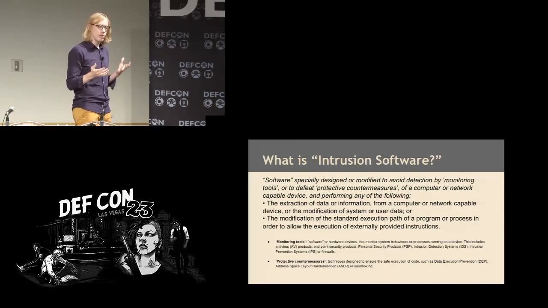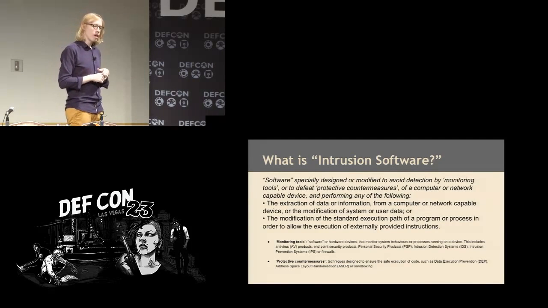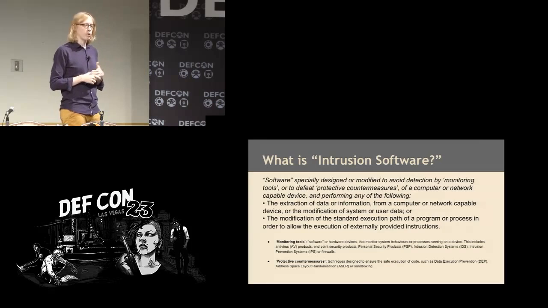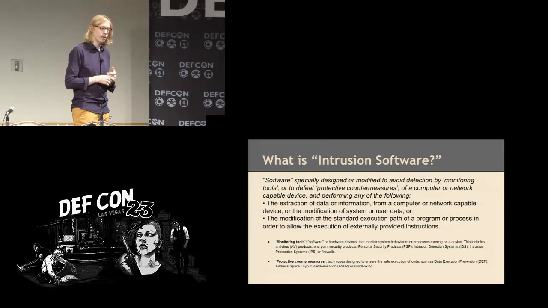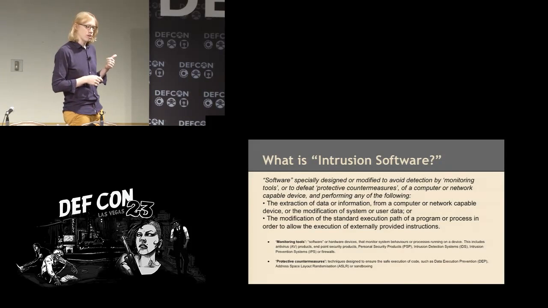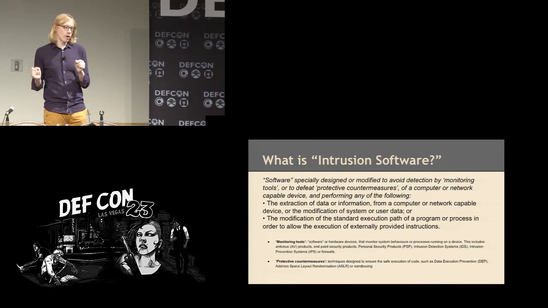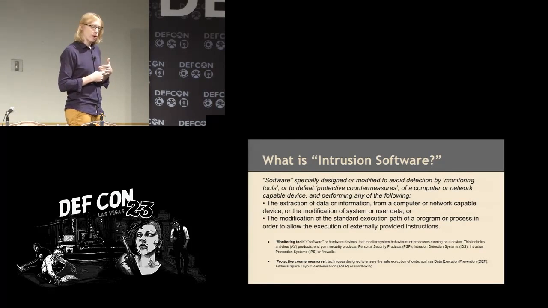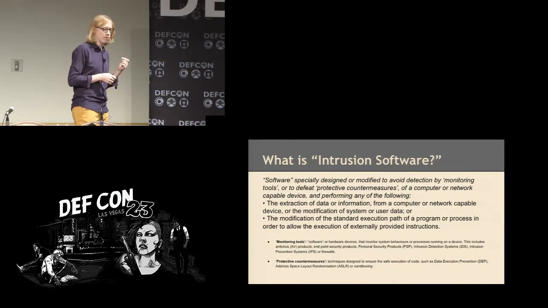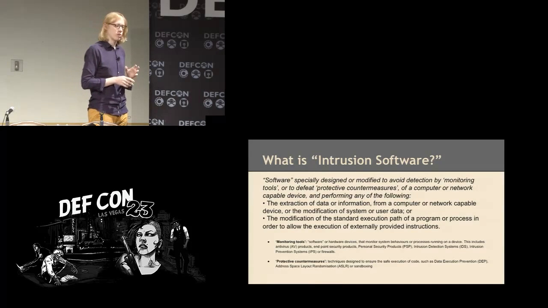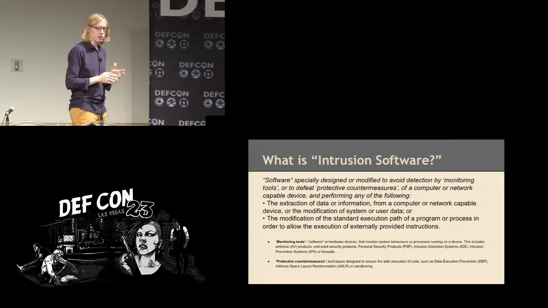Firstly, the Wassenaar arrangement puts together this definition of what it calls intrusion software. It says, software specially designed, there's that keyword again, or modified to avoid detection by monitoring tools or defeat protective countermeasures of a computer or network-capable device, and performing all of the following: the extraction of data or information from a computer or network-capable device, or the modification of user data, that's one possible route, or the modification of the standard execution path of a program or process in order to allow the execution of externally provided instructions. And they provide definitions on monitoring tools and protective countermeasures. I think people probably have a good understanding of what those mean, but at least you have things like DEP and ASLR showing up in export controls. That's kind of cool.